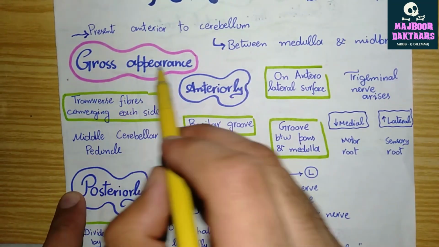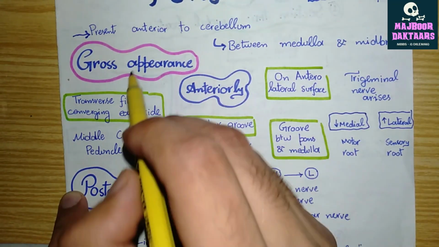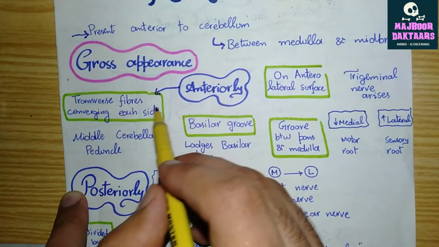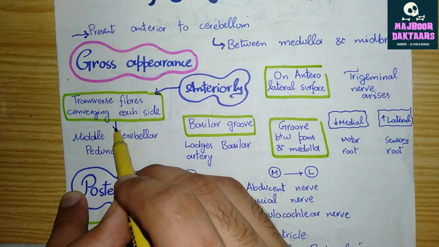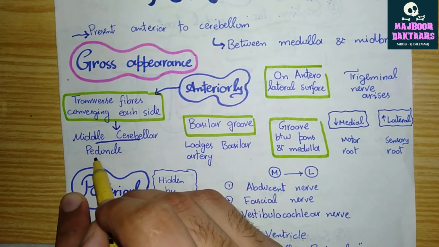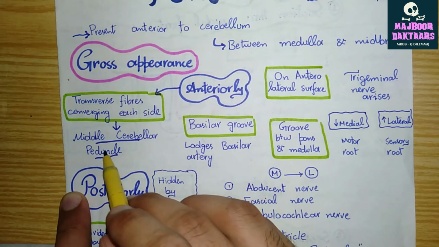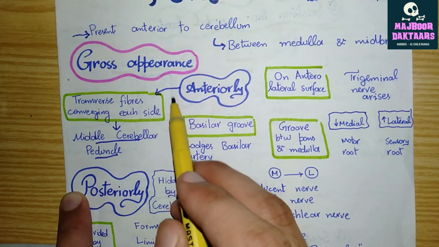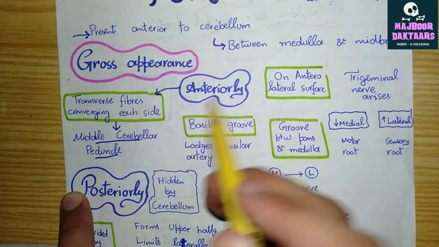On the gross appearance, anteriorly we see transverse fibers converging on each side, which are the fibers of the middle cerebellar peduncle. As I have discussed in the earlier lecture, the middle cerebellar peduncle is a bundle of white matter which connects the pons to the cerebellum.